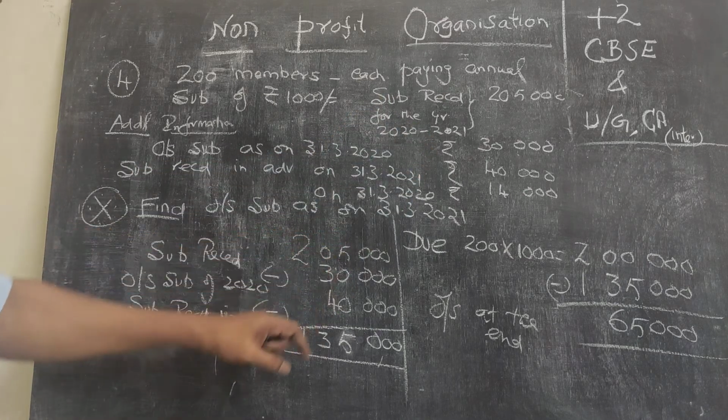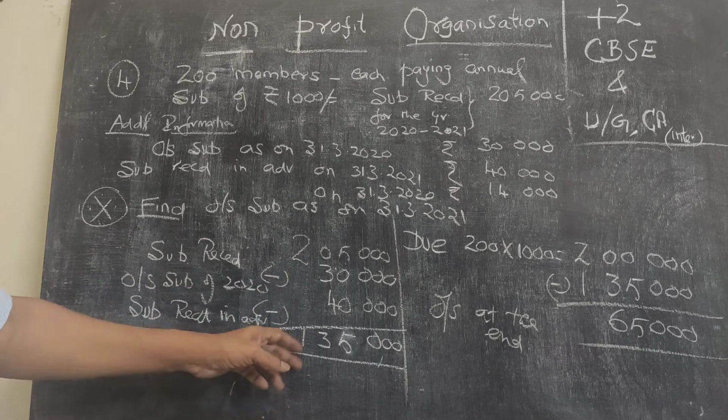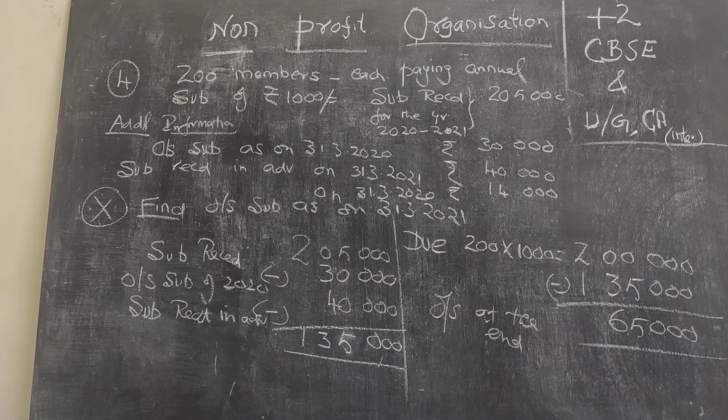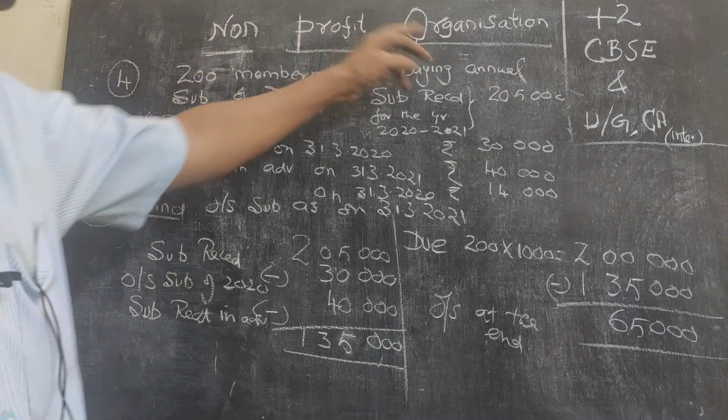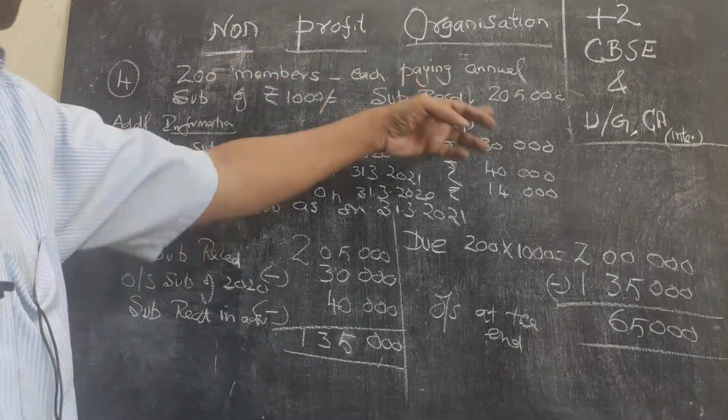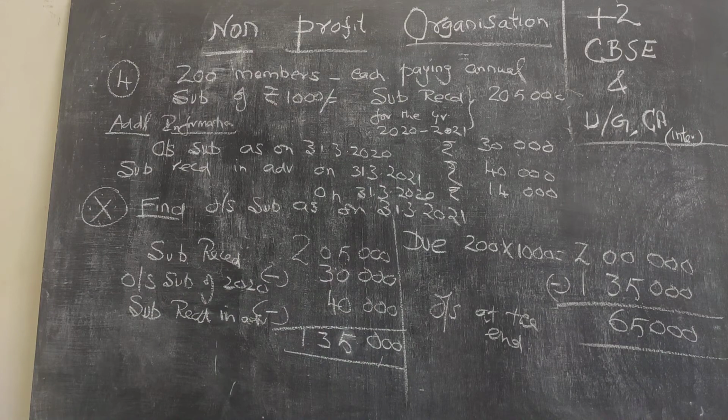So now 2,05,000 minus 30,000 and minus 40,000, so 1,35,000 is the amount due and collected for this year. Whereas the amount due for this year is 200 members, each paying 1,000 rupees, therefore 2 lakhs. Of that, 1,35,000 only we have received. Therefore, the remaining 65,000 is the amount outstanding at the end of the year.